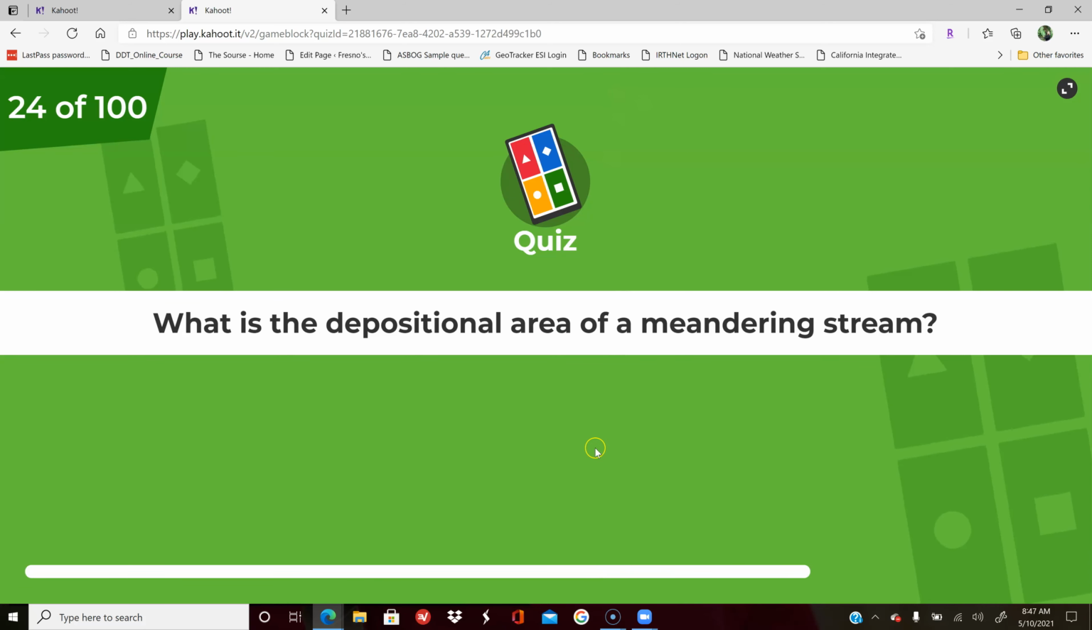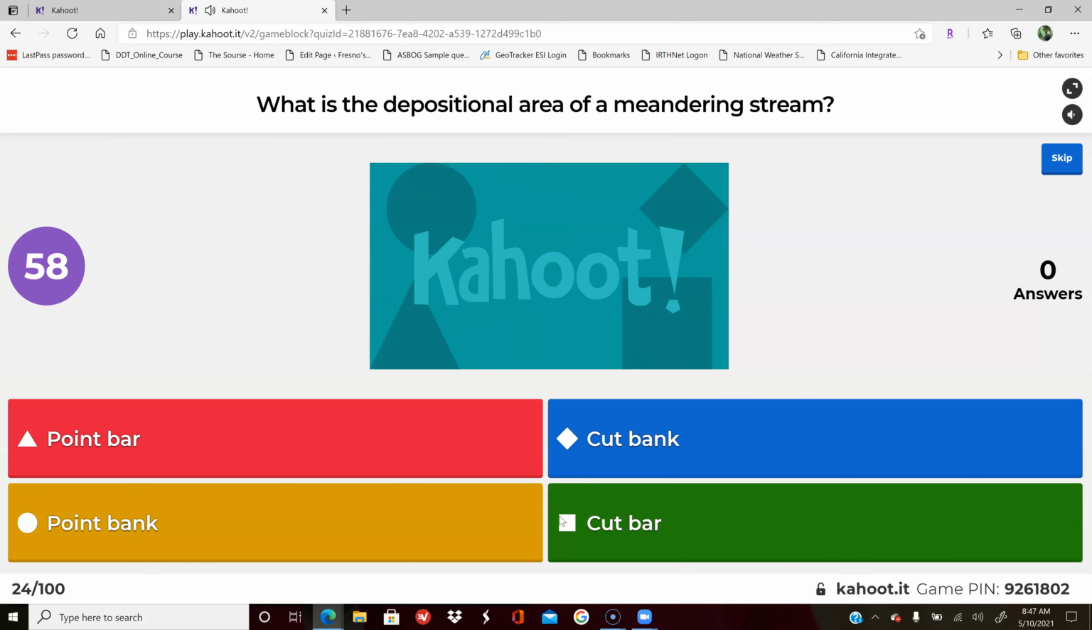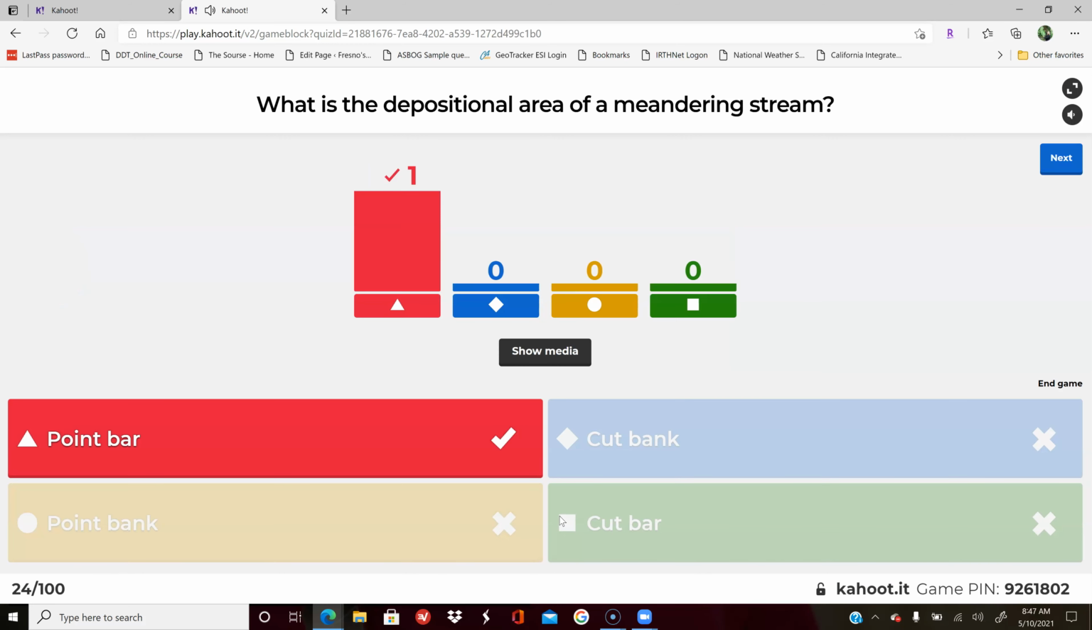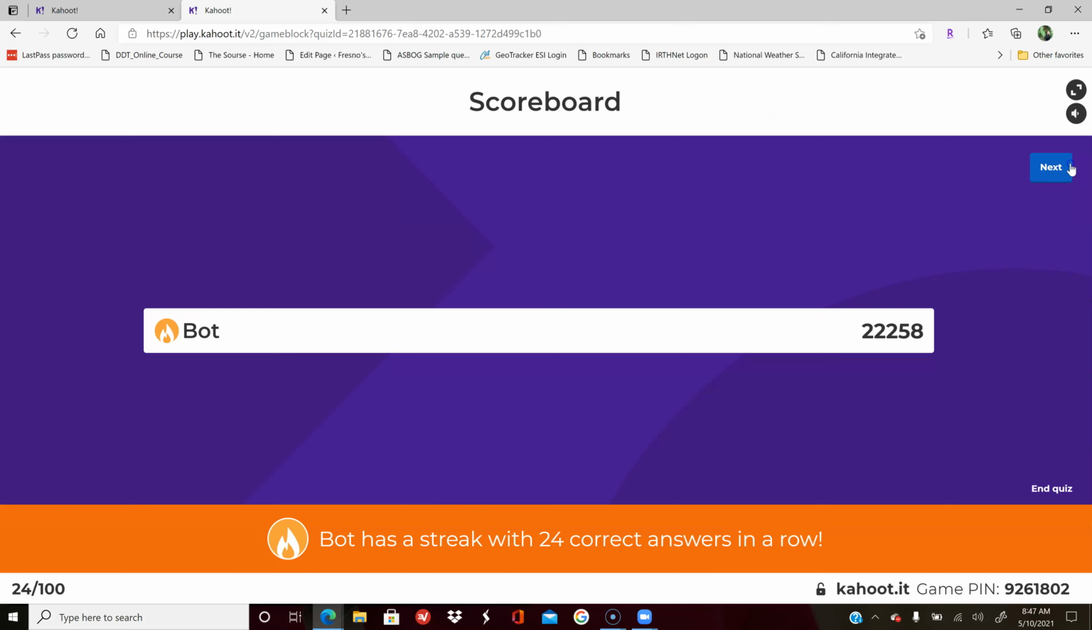What is the depositional area of a meandering stream? The point bar, the cut bank, the point bank, or the cut bar? That would be the point bar. So the depositional area of a meandering stream is the point bar. This is all of the inner curve. So when it's going around a curve, all of the inside of the curve are where the point bars are, where deposition occurs.